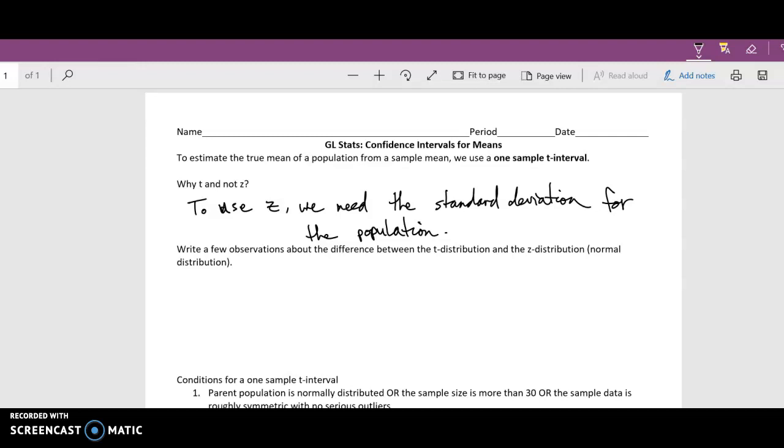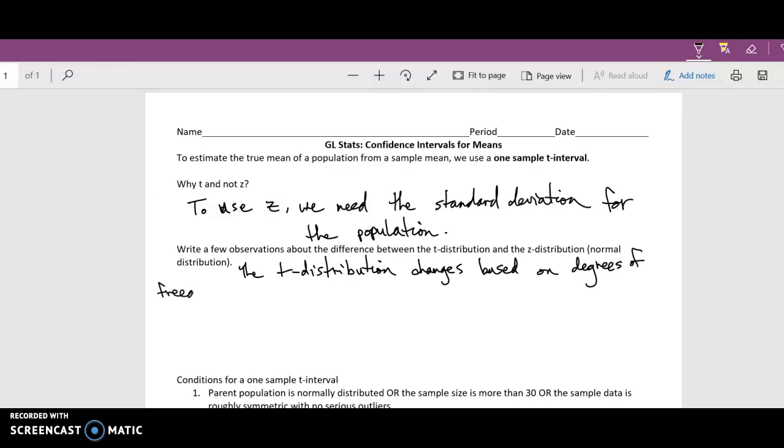So, write a few observations about the difference between the t distribution and the z distribution. We're going to look at this together in class, but what you can do if you miss is look at that t versus z Desmos graph and see what you notice. Okay. I think you'll find the following: the t distribution changes based on degrees of freedom.